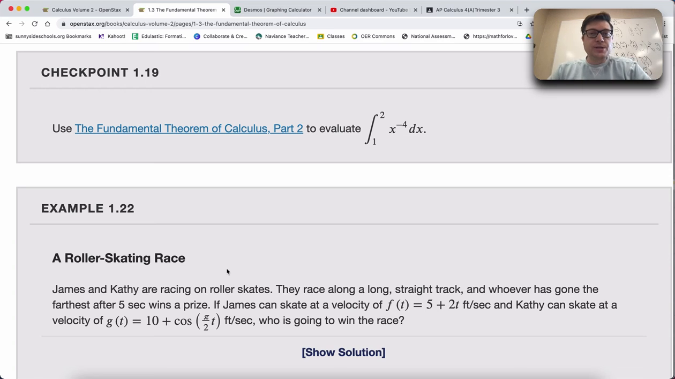All right, hey you guys, this is continuing to talk about 1.3. Checkpoint specifically is 1.19. We are in the section discussing the fundamental theorem of calculus part 2, so check it out. But I'm going to put it into practice. Here we're going to use that fundamental theorem of calculus part 2, which really is just showing us a way to evaluate integrals by hand, to evaluate the integral of x to the negative 4 from 1 to 2.